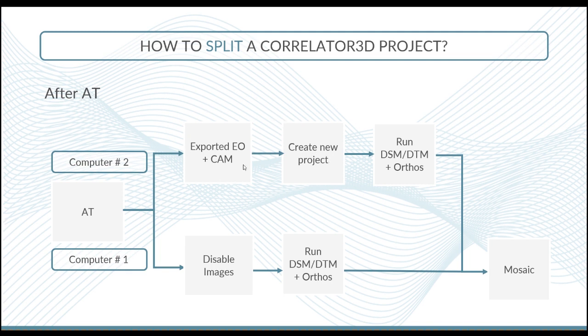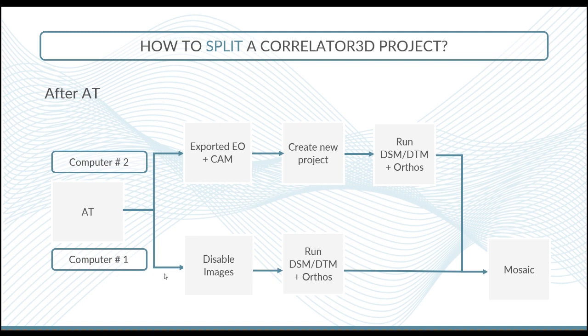But what you can do is edit the exported EO and remove the images that you're going to keep on this computer. So you just import the sub part of the big project. You edit your EO file that you have exported and you just keep the images that you want to import on this second computer. That might be a smaller area where you will process a DTM, ortho, and then when you have the orthos generated, you're going to copy them back to the first computer where you will have run the other part of the project.